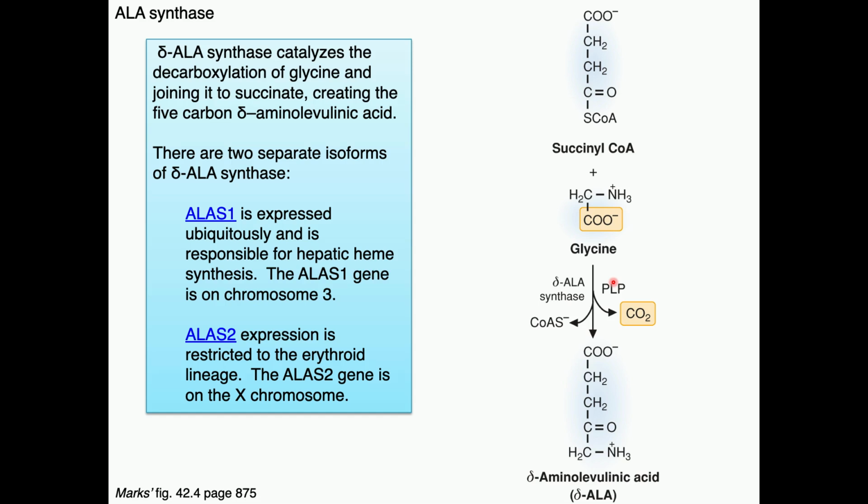So ALAS1 is the ubiquitously expressed aminolevulinic acid synthase gene, and that's responsible for liver production of heme and production of heme in all other tissues. And then ALAS2, this is the specific enzyme that is restricted to erythroid precursors. So this is the one that's dedicated towards making the heme that will wind up in hemoglobin. So the expression and activity of these enzymes is both regulated by heme, but in subtly different ways.